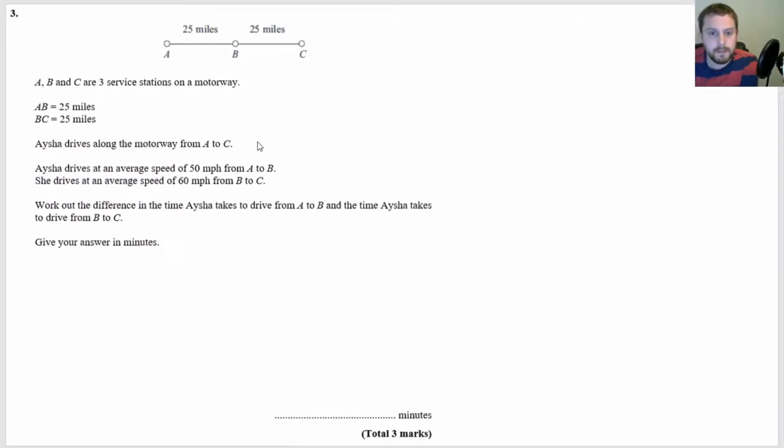Right, number 3. We've got some distances, and we've got a speed, and it's asking about time. So we're definitely going to want to use speed is distance over time. There's our little formula triangle. The distance is 25 for both, and we know the speed is 50 miles per hour.